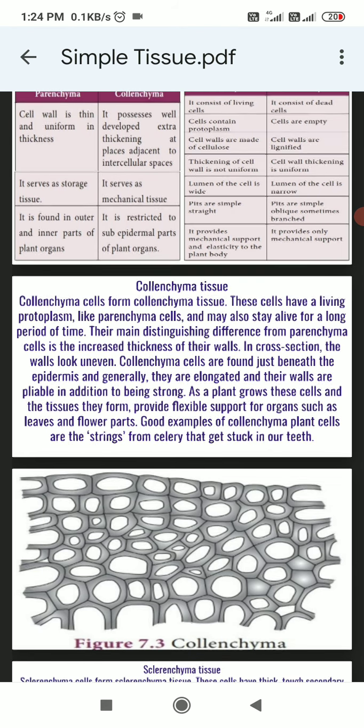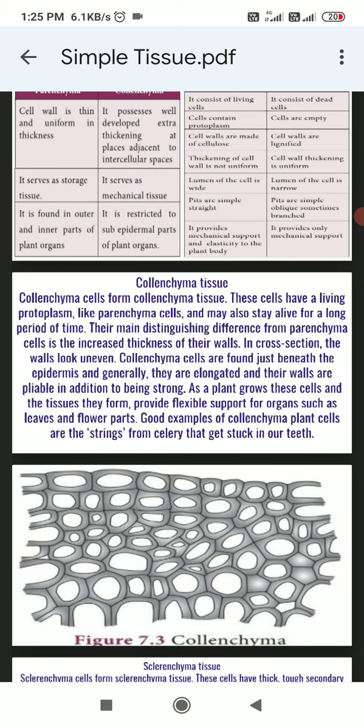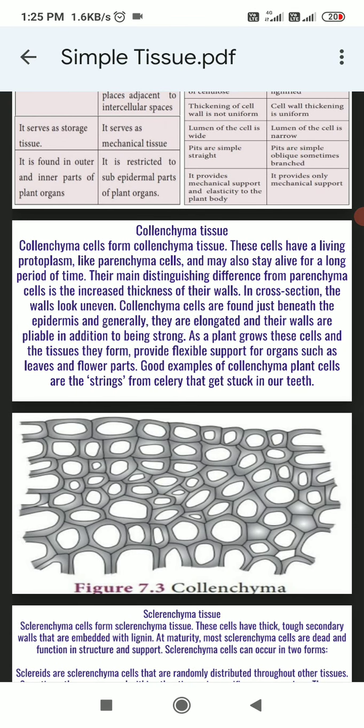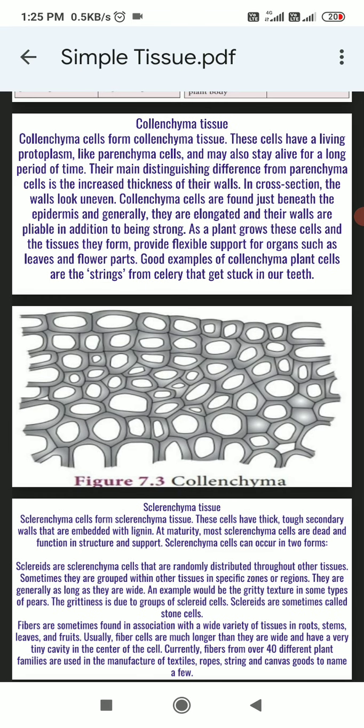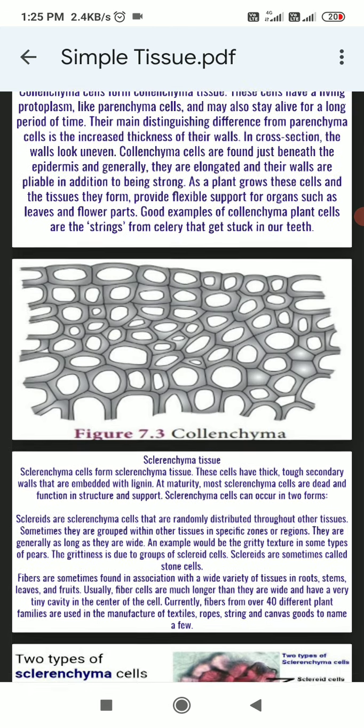So collenchyma tissue in a growing plant forms and provides flexibility to each and every organ such as leaves and flower parts. And a good example of collenchyma plant cells is the string from celery that gets stuck in our teeth. So here is the diagram of a collenchyma which shows thick walls and the central lumen.